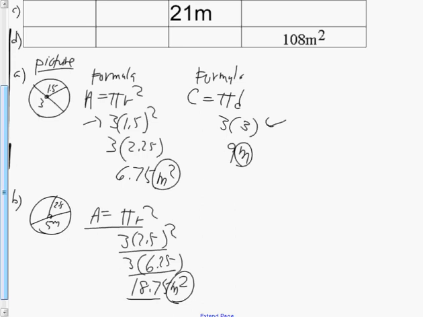For circumference, pi times diameter. We've already figured out the diameter is 5, so it's going to be pi times the diameter, or 15 meters as your units for circumference. So that's the answer for B.